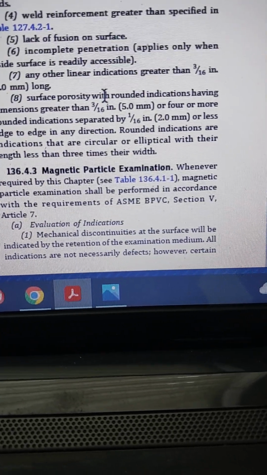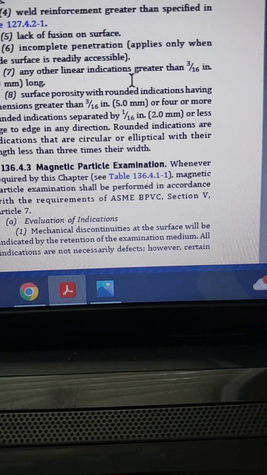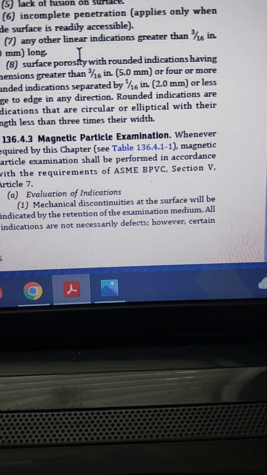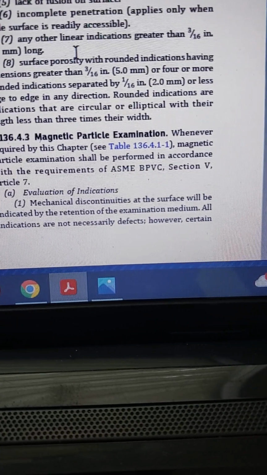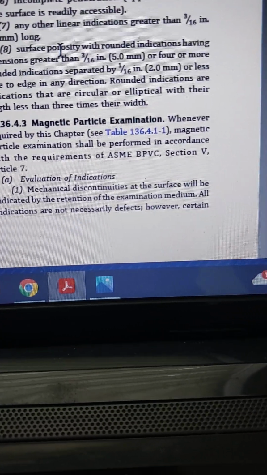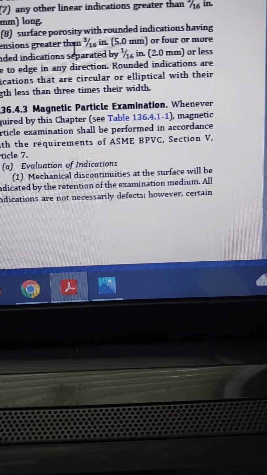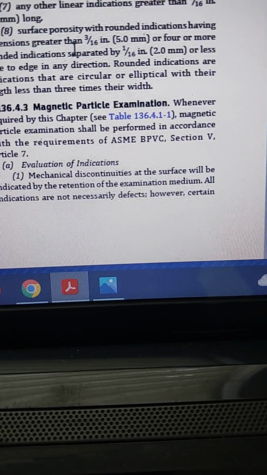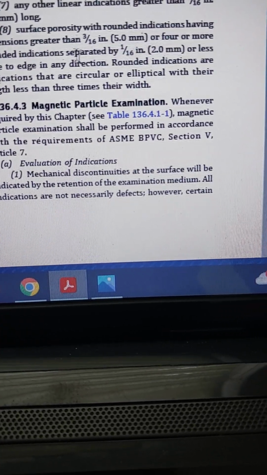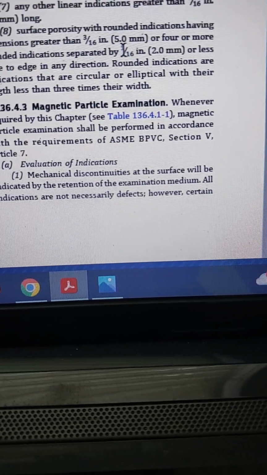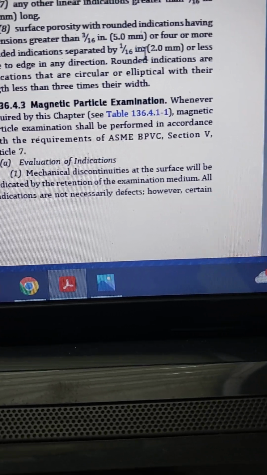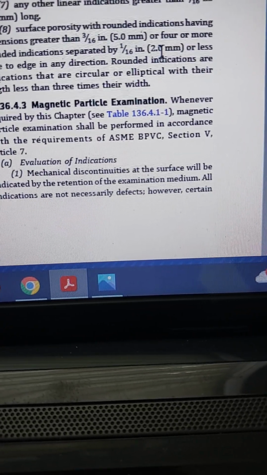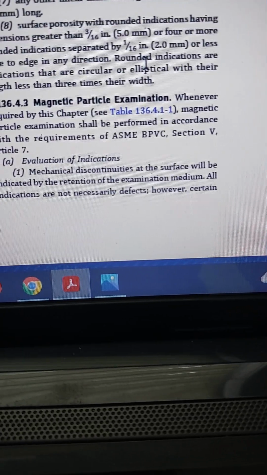Number 7, any other linear indications greater than 5 millimeter are not acceptable. For the surface porosity, rounded indications having dimensions greater than 5 millimeter are not acceptable, and for a single one, a 2 millimeter pore is not acceptable.